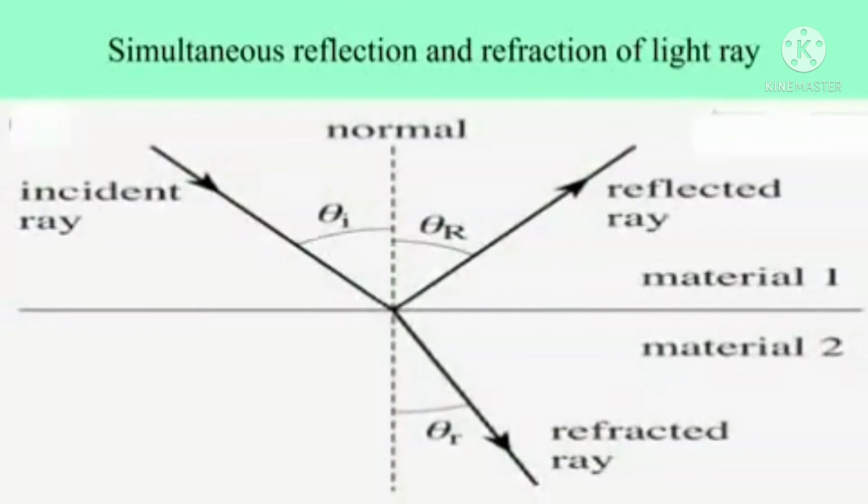Then another characteristic of a light wave is simultaneous reflection and refraction of a light ray. In nature, there are some transparent materials which show this property of light. That means we get a reflected ray as well as a refracted ray at the same time when a light ray is incident on that transparent medium.